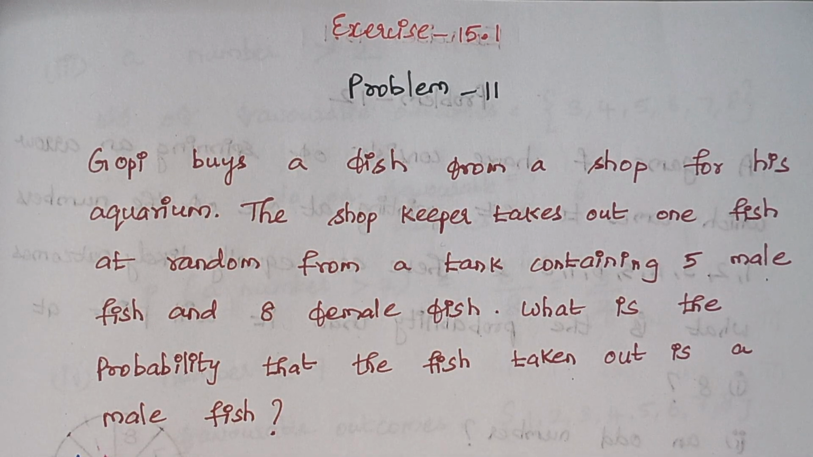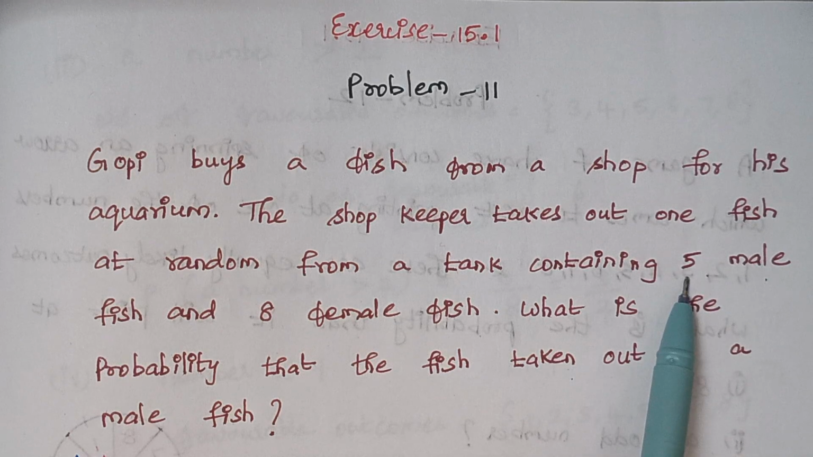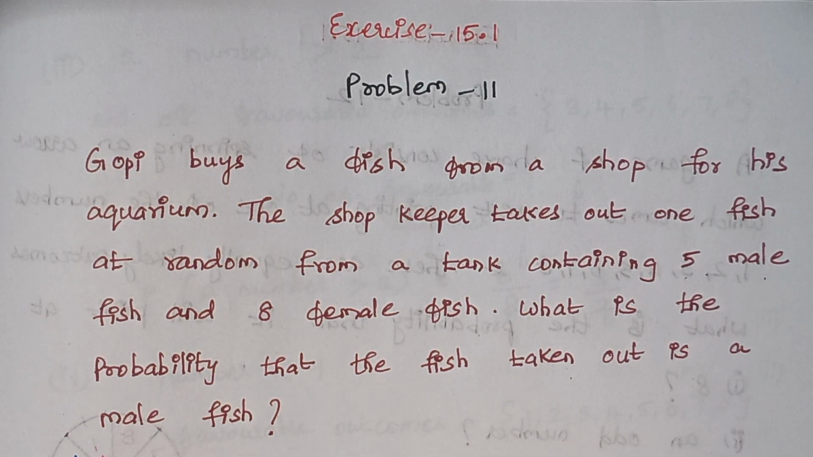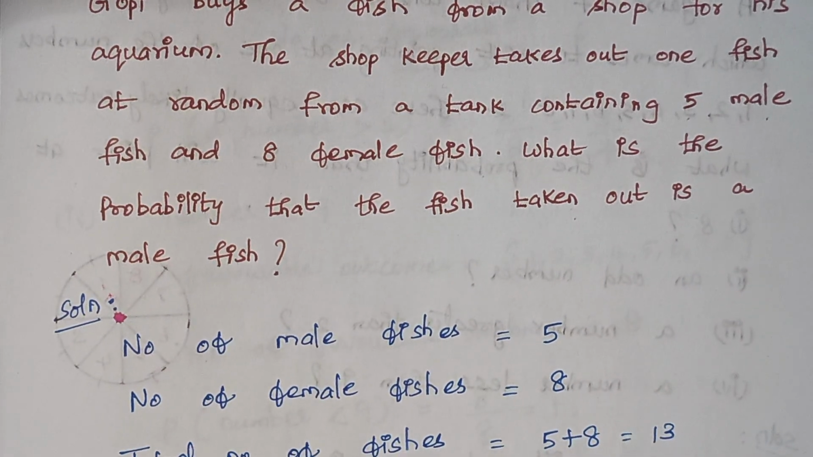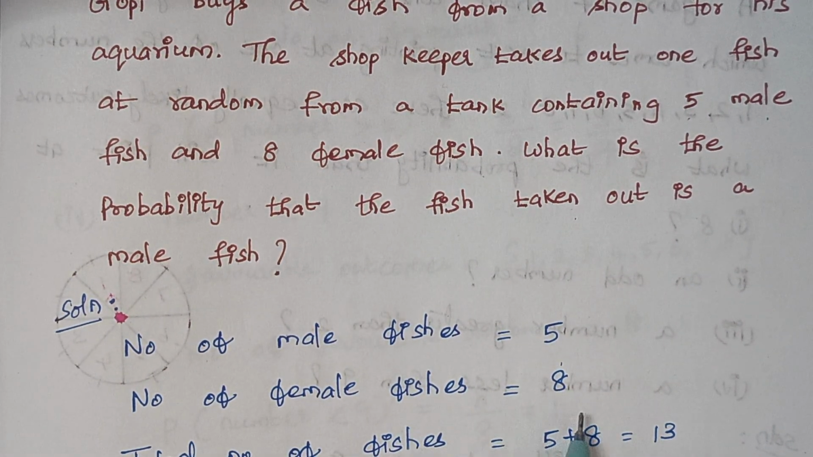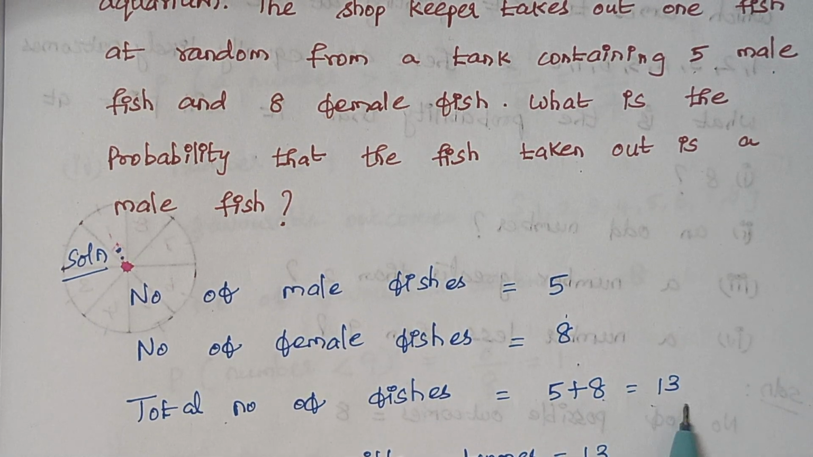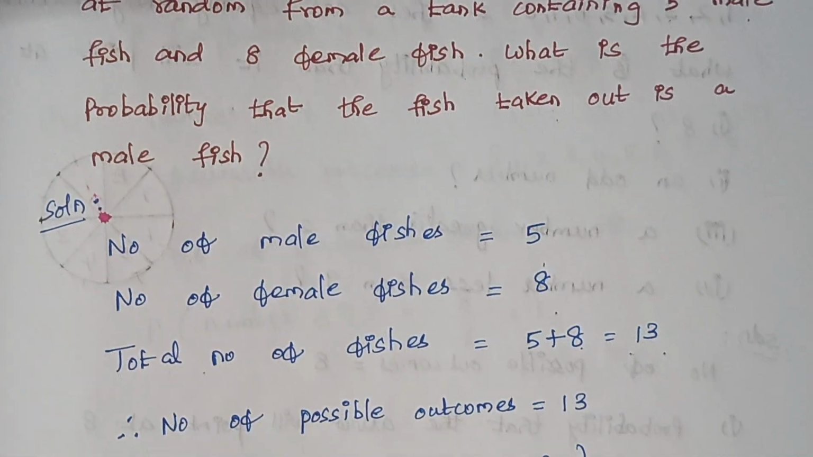So here again the same concept. Totally how many fishes do we have? We have 5 male fishes and 8 female fishes. So what is the total number of outcomes here? 8 plus 5, which is 13. So just write it: number of male fishes is 5 and female fishes is 8, and the total number of fishes is 5 plus 8, which is equal to 13. Therefore, the number of possible outcomes is 13.